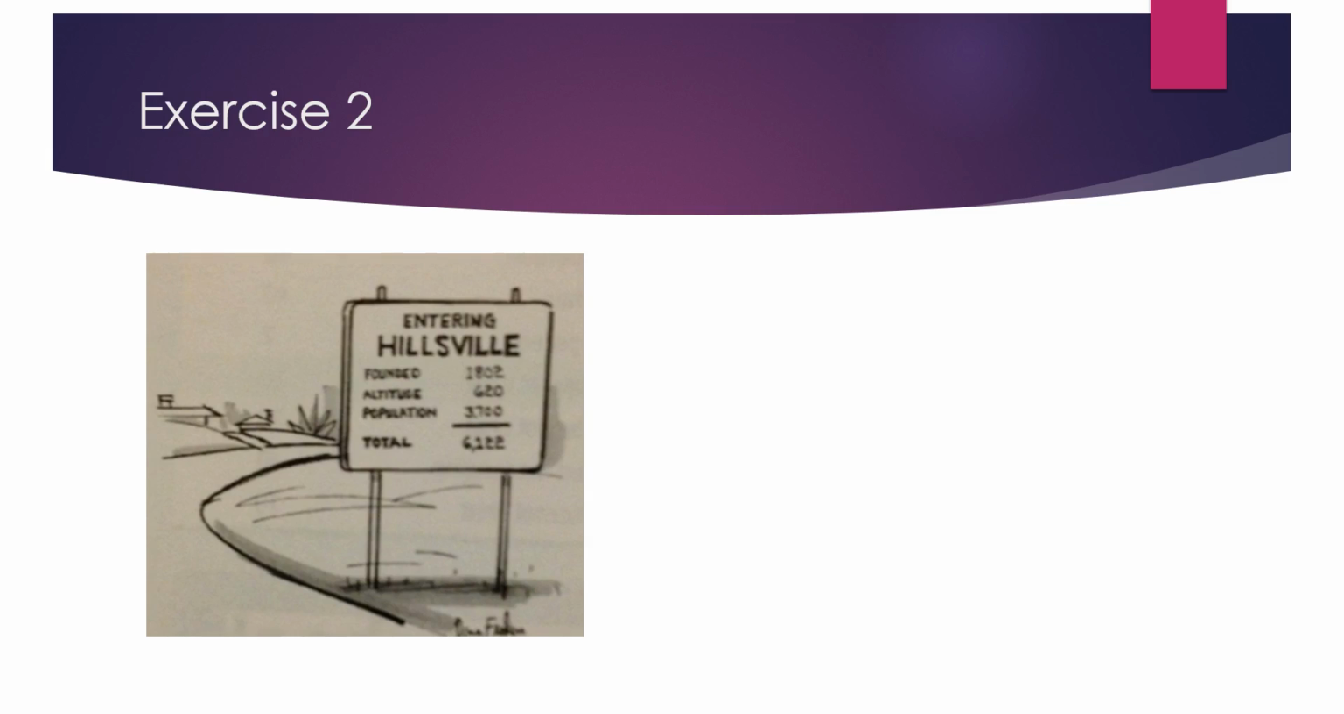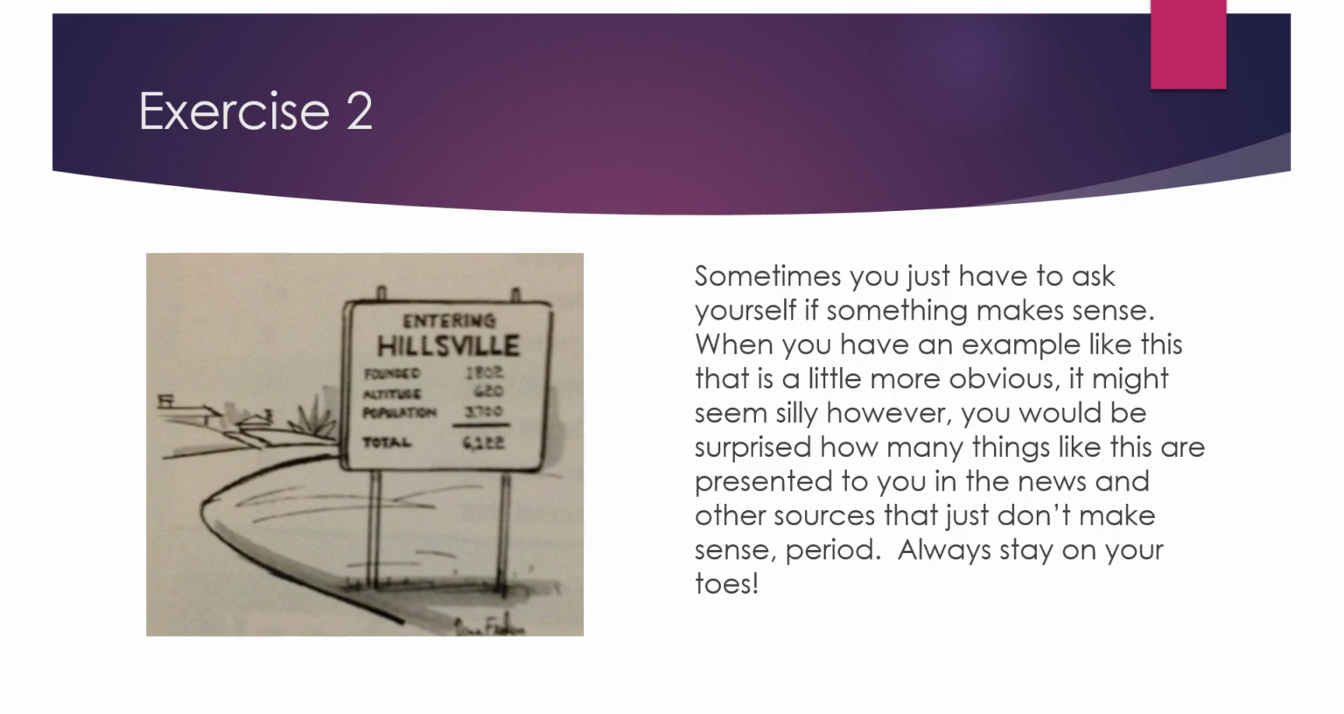Well, if you were thinking about this from a traditional math class perspective, all of these numbers are in different units. So even if you didn't want to think about it from a more common sense perspective, we can still use that math skill, where units are important. Founded 1802, that's in years, altitude 620 feet, 3,700 people. You can't sum those three things up and get a single number total. So that just doesn't make sense at all.